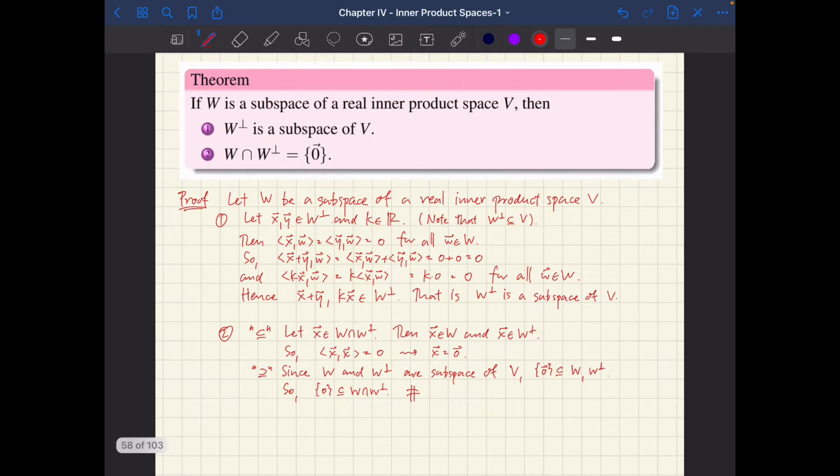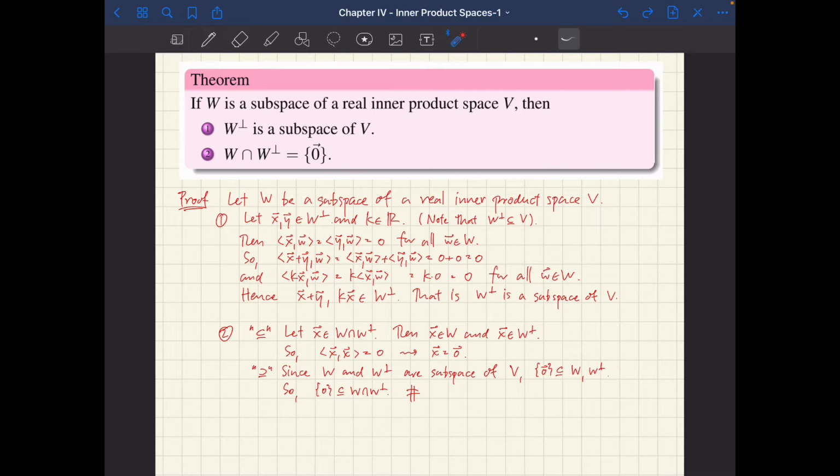We note that from the definition, W perp is a subset of V. So we let the vectors x and y be in W perp and k be any scalar, and from this we know that the inner product of x and w is equal to the inner product of y and w, and equal to 0, for every vector w in the subspace W. Then what does it mean?